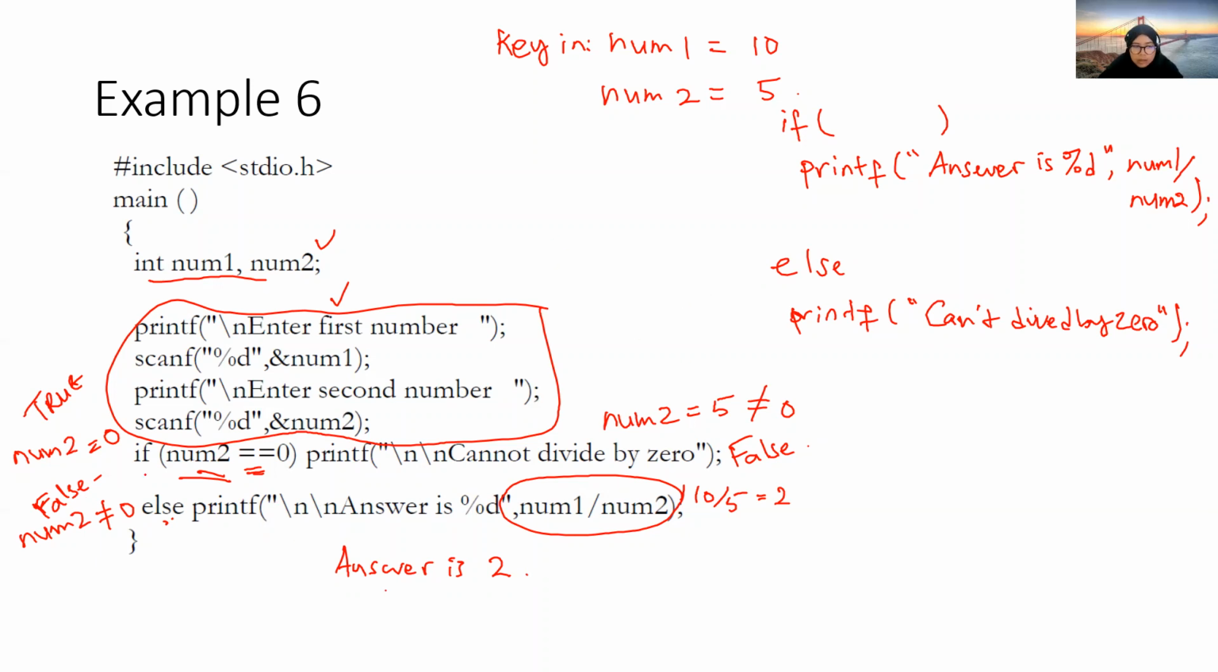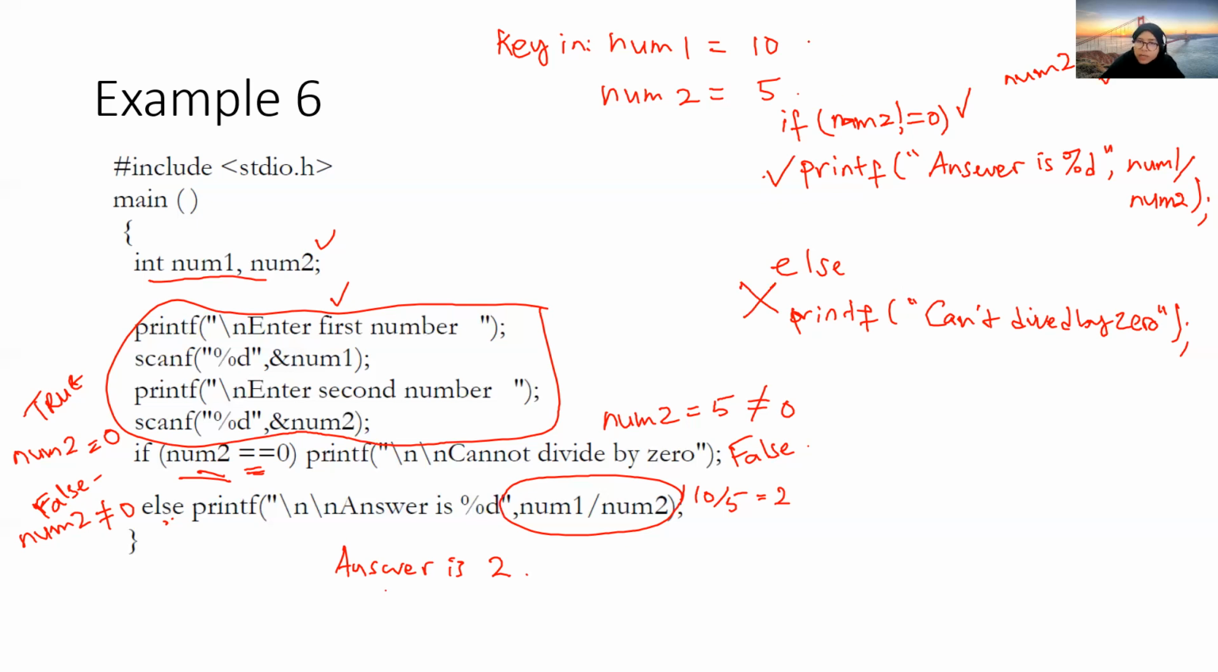Now, because this one is false, num2 is not equal to 0, so you can say num2 is not equal to 0. Okay, so let's see this one. Num2 is not equal to 0. So this is true. Why? Because num2 equals 5. So this is not equal to 0. Yes, it is not equal to 0. So this statement will be evaluated and this statement will not be evaluated.